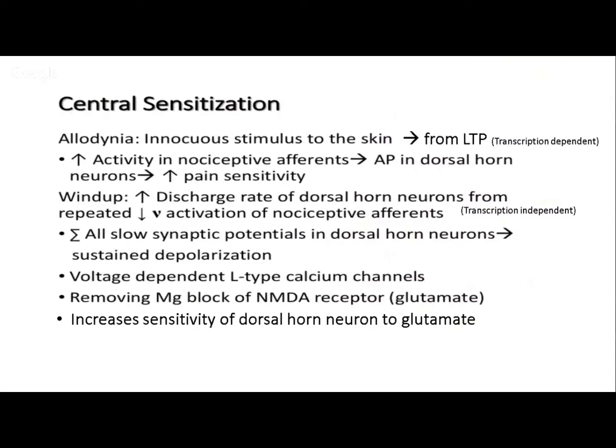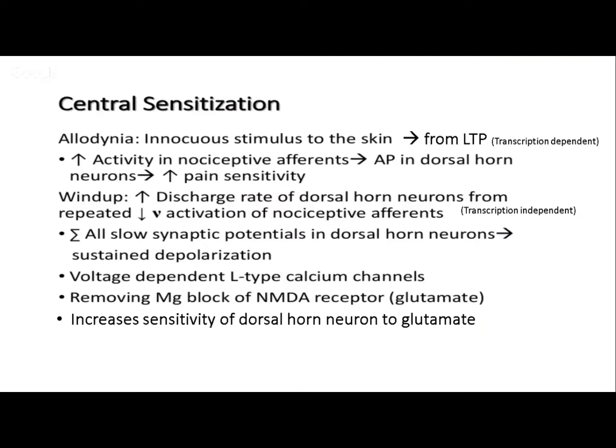And then there is central sensitization. There's two different components that are explained. One is allodynia, which is transcription dependent. So allodynia, do you know the distinction between allodynia and hyperalgesia? Hyperalgesia is when you have increased sensation of pain due to a painful stimulus. Allodynia is a sensation of pain with normal stimuli. Normal stimulus, correct. So now allodynia is a central sensitization. So hyperalgesia seems to be a peripheral sensitization.